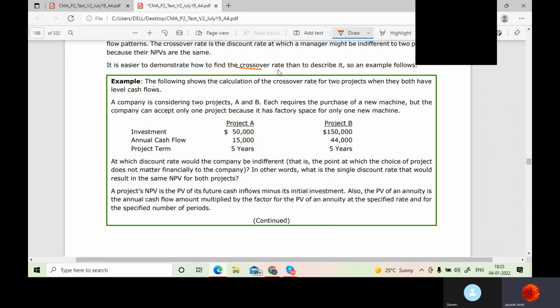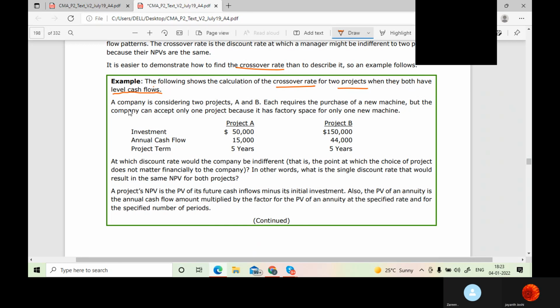This particular crossover rate we can find out with the help of this example. We'll see how to find out. So the following shows the calculation of crossover rate for two projects when they both have different levels of cash flows.